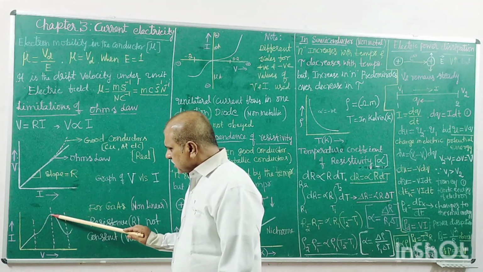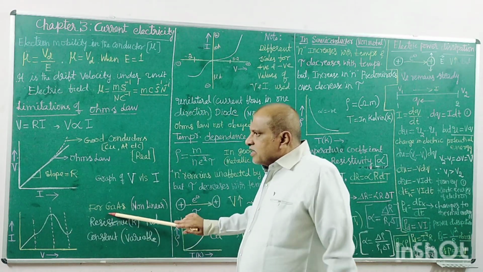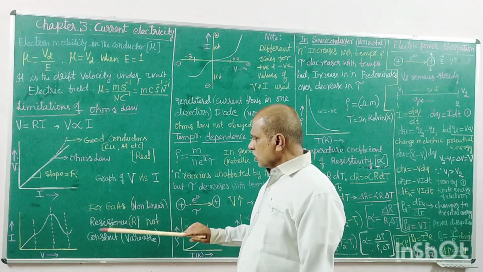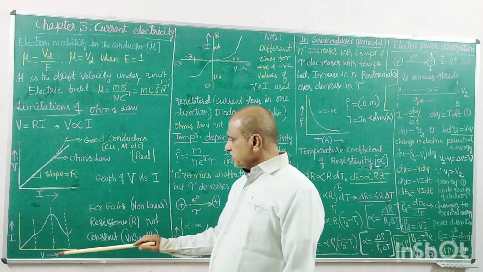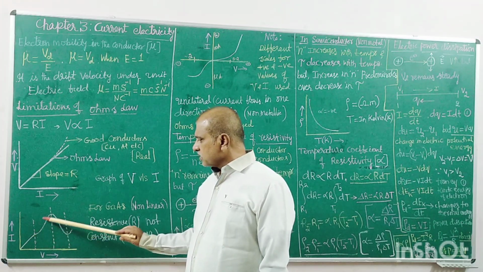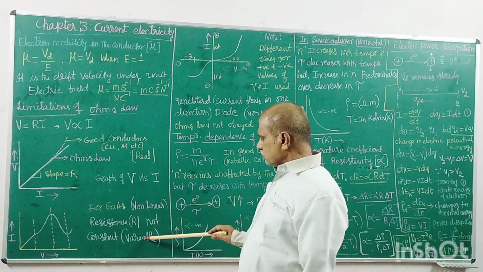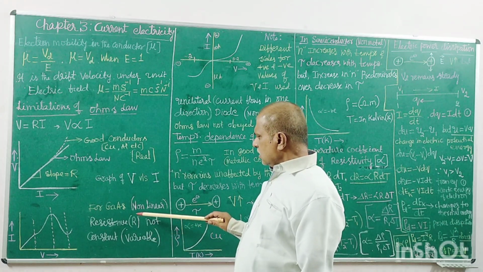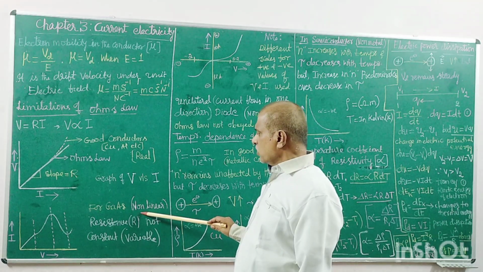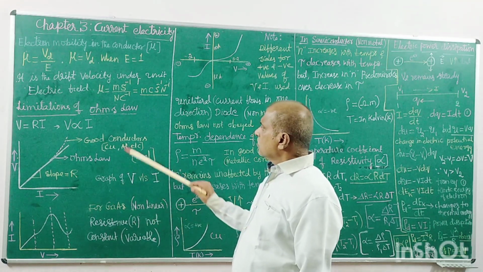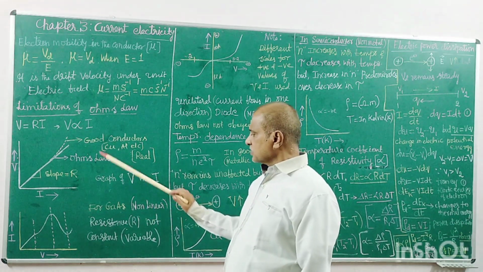This curve indicates that in this material, electrical resistance is not constant. Electrical resistance also varies with variation of V and I beyond this value. These are materials whose resistance varies with voltage and current, where Ohm's law is not applicable. These are non-ohmic conductors; here, ohmic conductors.